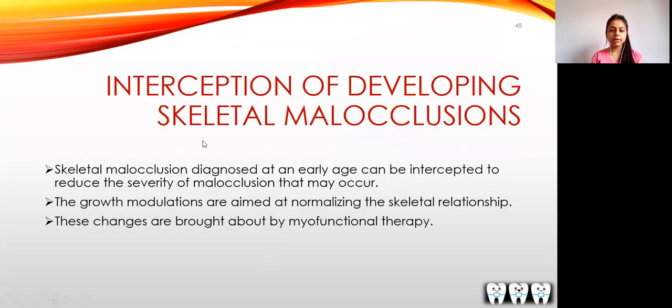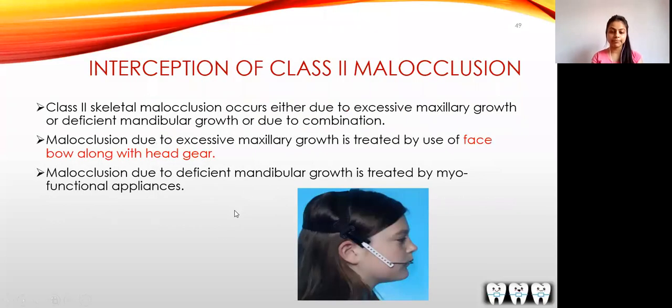Now let's talk about the interception of developing skeletal malocclusion. Skeletal malocclusions which are diagnosed at an early stage can be intercepted to reduce the severity of malocclusion that may occur in the future. The growth modulation is aimed at normalizing the skeletal relationship. These changes are brought about by various orthopedic as well as myofunctional appliances. First is the interception of class 2 malocclusion.